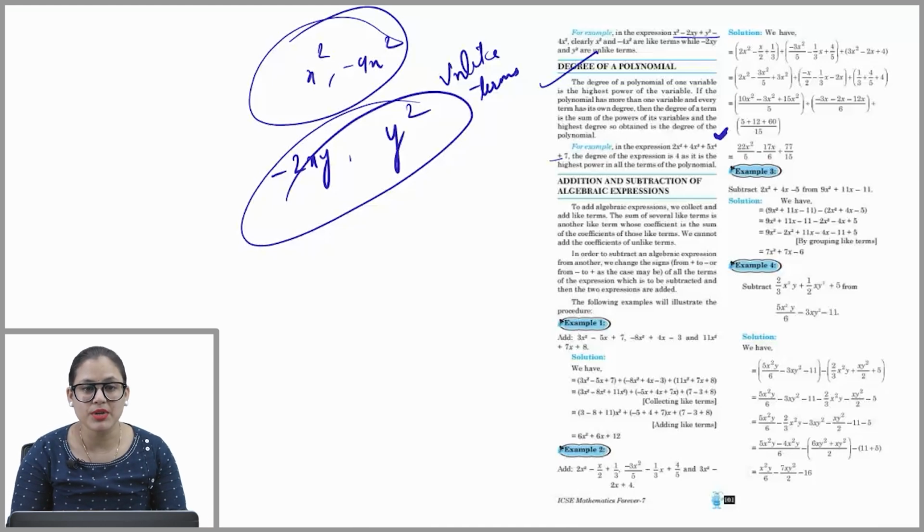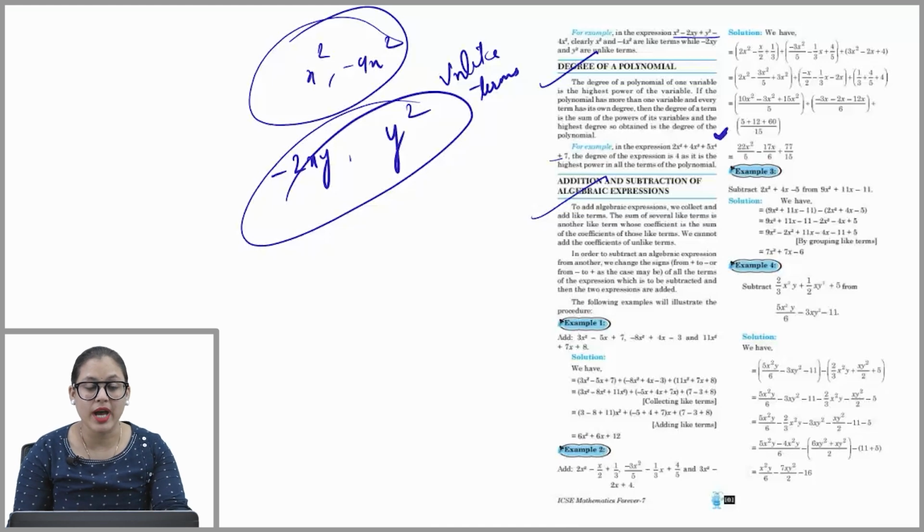Okay, addition and subtraction of algebraic expressions. To add algebraic expressions, we collect and add like terms. The sum of several like terms is another like term, whose coefficient is the sum of the coefficients of those like terms. We cannot add the coefficients of unlike terms. In order to subtract an algebraic expression from another, we change the signs from plus to minus or minus to plus, as the case may be, of all the terms of the expression which is to be subtracted, and then the two expressions are added. The following example will illustrate the procedure.